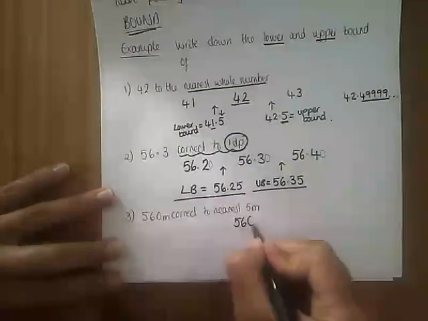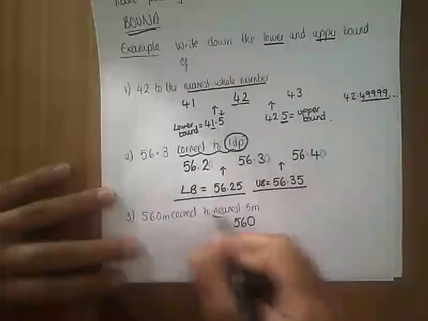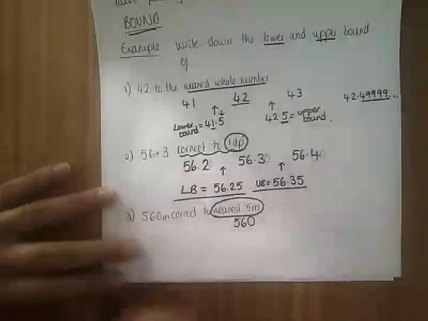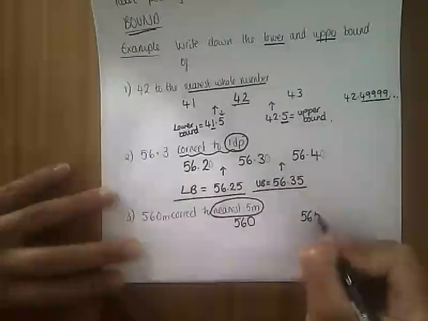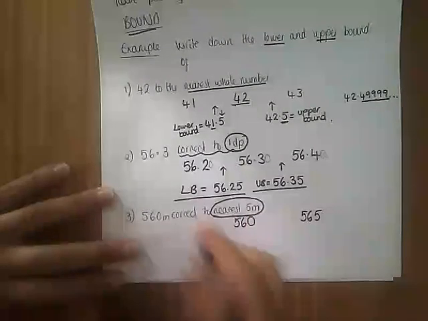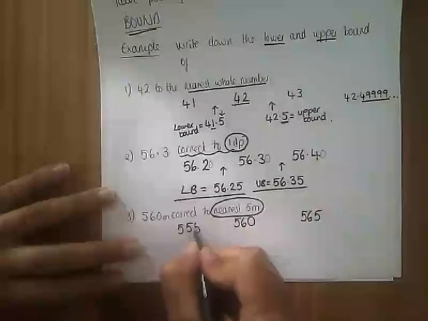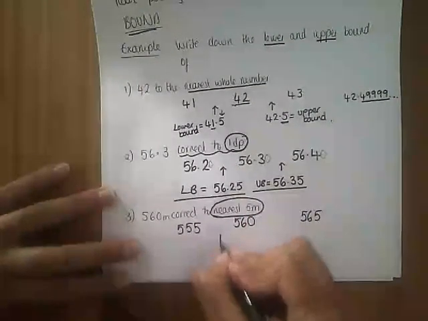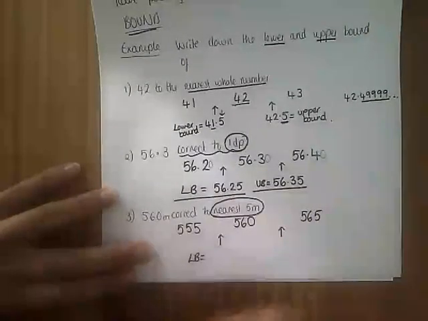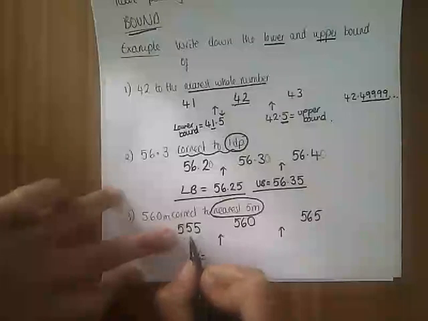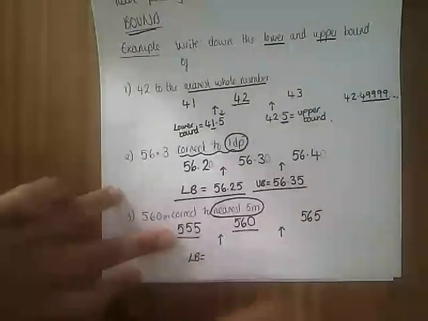So we've got 560 correct to the nearest 5 meters. So that means we've got to go 5 metres higher, which is 565 metres, and 5 metres lower, which is 555 metres. Okay, we're then going to go halfway between. So our lower bound is halfway between 555 and 560.